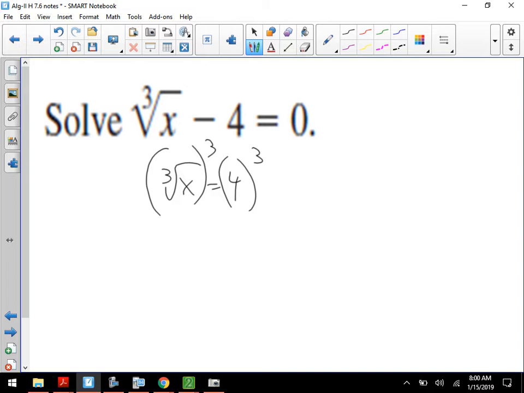So the cube root of junk cubed is just junk, and 4 to the 3rd power is.